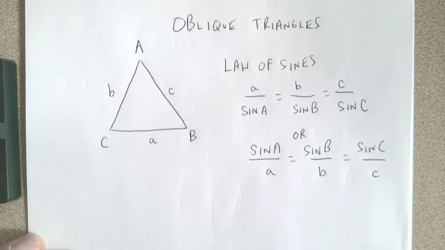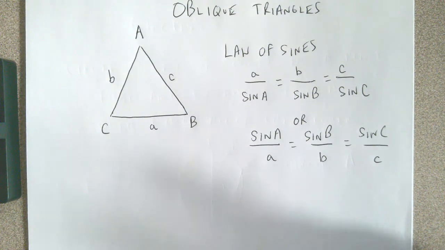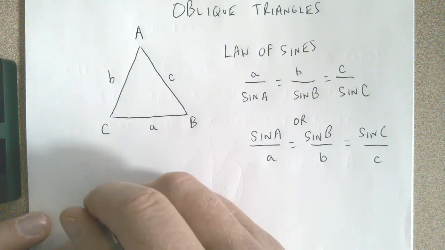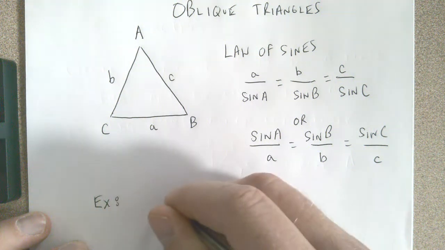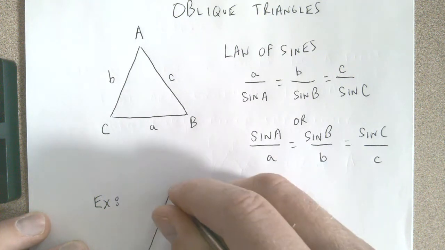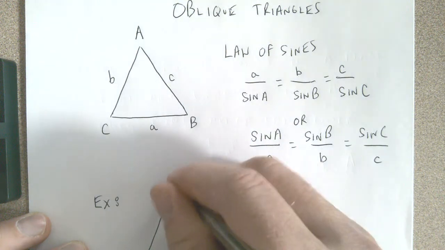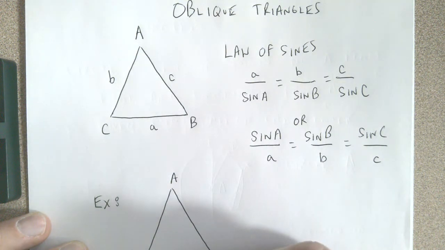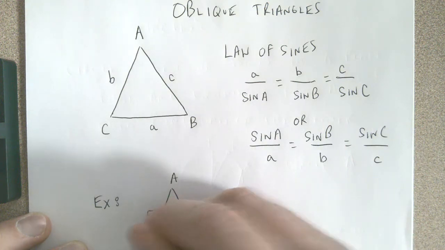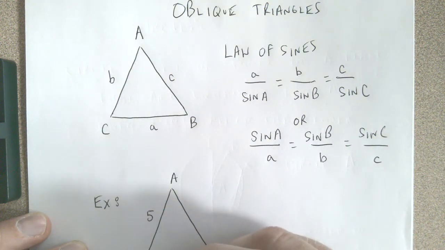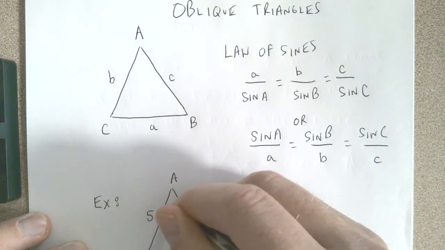Now, the information given to us in order for us to use the law of sines, I'm going to give you 3 examples this morning. So we've got triangle ABC. We're telling you that side B is 5, side A is 8, angle A is 36 degrees.